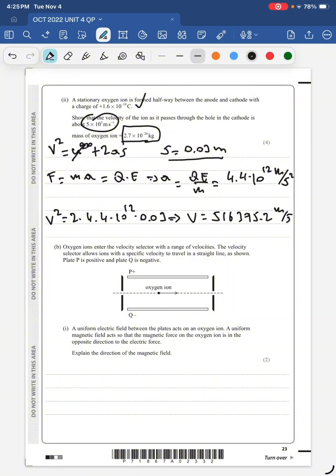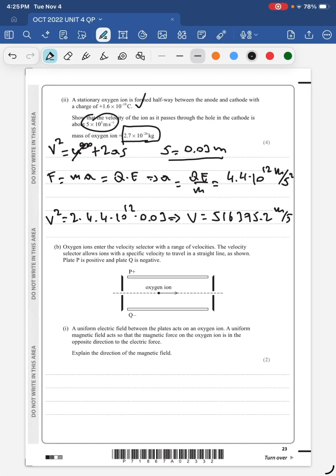Part B. Oxygen ions enter the velocity selector with a range of velocities. The velocity selector allows ions with a specific velocity to travel in a straight line as shown. Plate P is positive and plate Q is negative. A uniform electric field between the plates acts on an oxygen ion. A uniform magnetic field acts so that the magnetic force on the oxygen ion is in the opposite direction to the electric force. Explain the direction of the magnetic field. So the oxygen ion is positively charged.